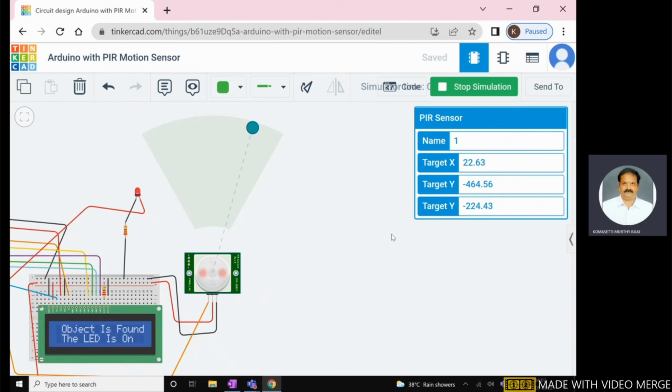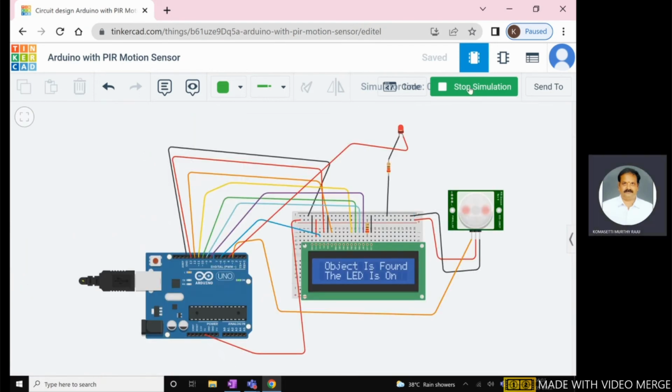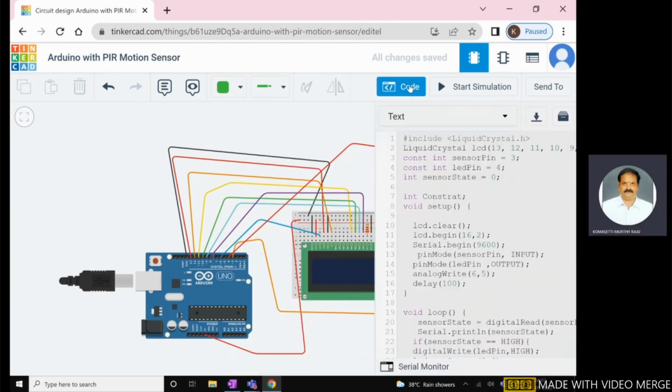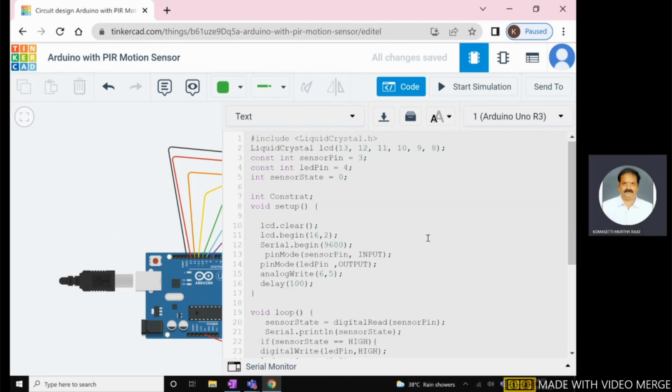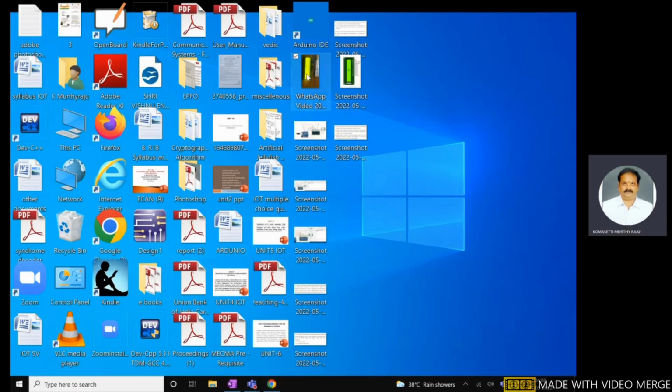This one is the simulation related to that project. This is the code of this project. With this, the software demonstration is completed. Next one, hardware demonstration.